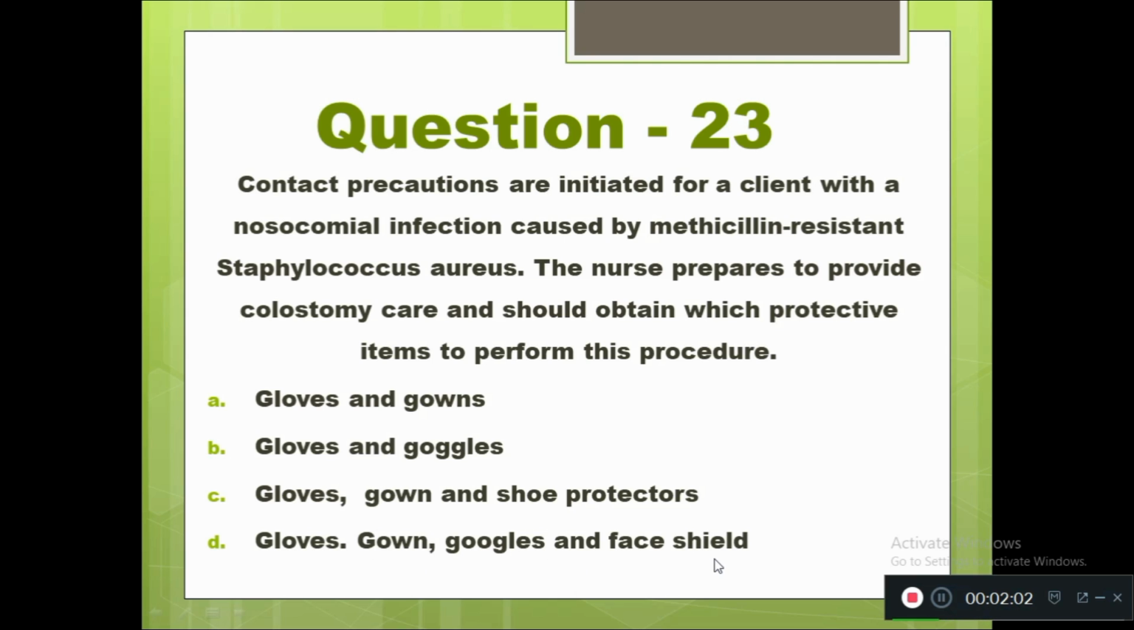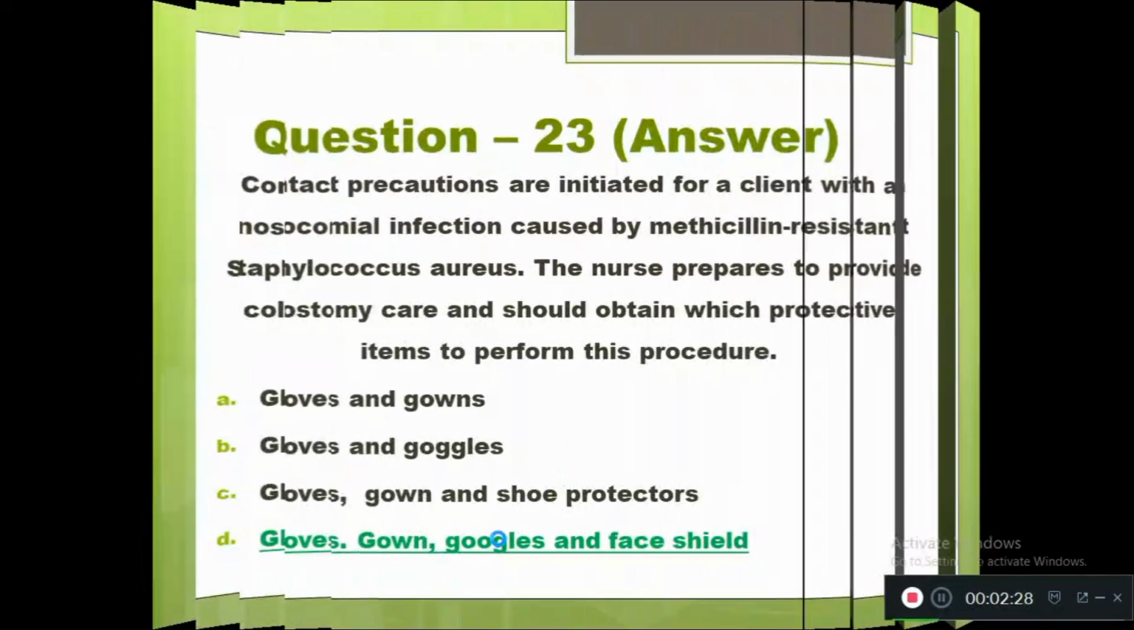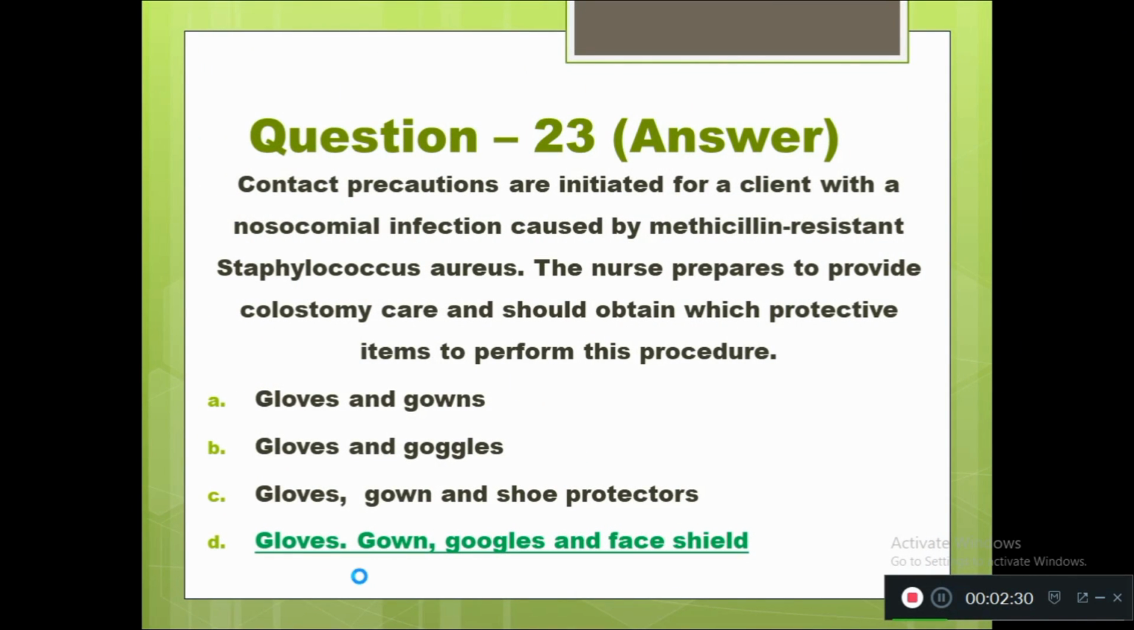So here the nurse is taking the protective equipment for caring for a patient who has a colostomy. During that time, the nurse is at risk of secretions or other excretions being splashed over the face and the body. So the nurse has to carry gloves, gowns, goggles, and face shield.